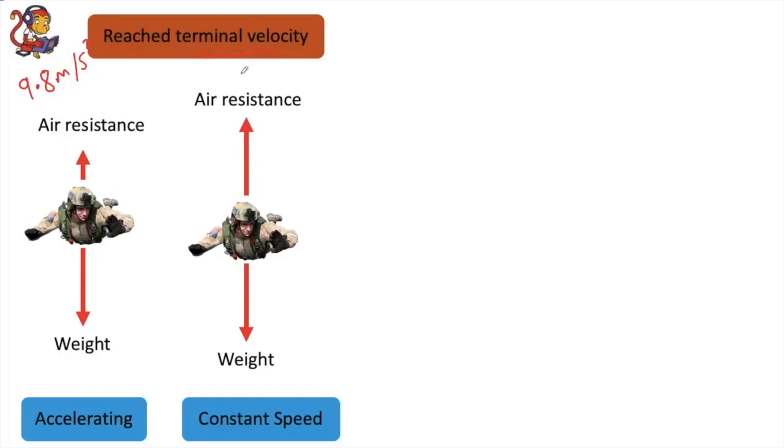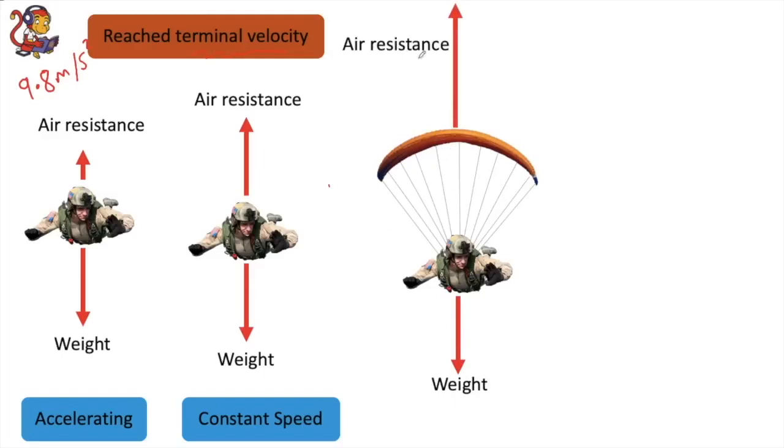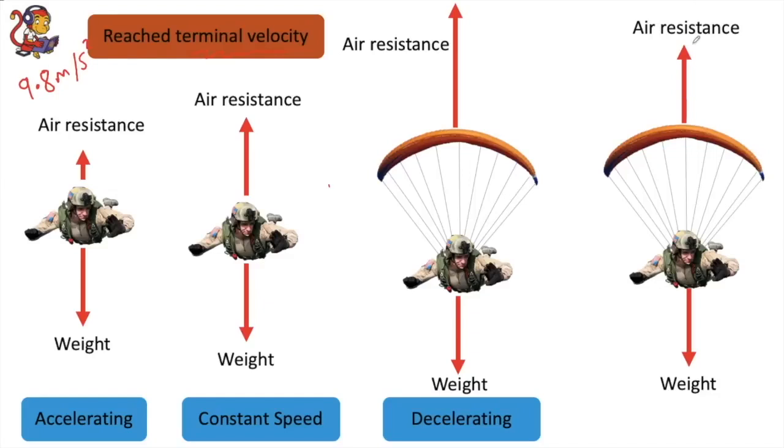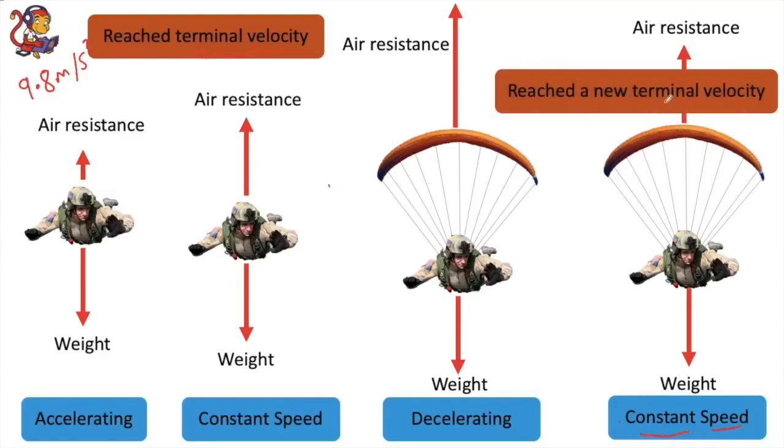You can't go any faster than that at the point that your weight is balanced by the air resistance. So then the parachutist will deploy a parachute, and at this point there is a much larger air resistance and a smaller weight, which will cause a deceleration. And then finally, the air resistance and the weight will balance each other out again because he'll slow down and air resistance will decrease. So those two will balance out again, and he will reach a new constant speed, and therefore, because he's falling, a new terminal velocity.